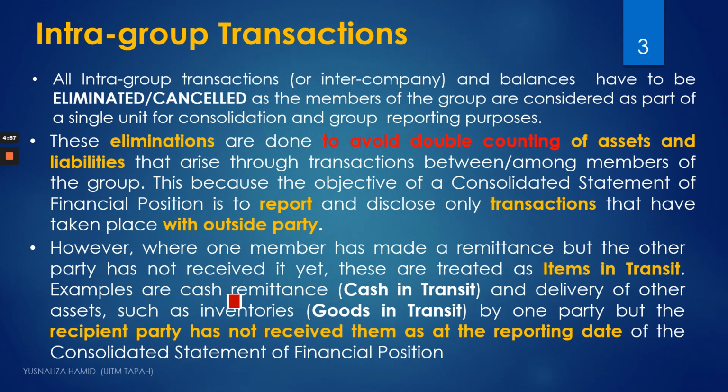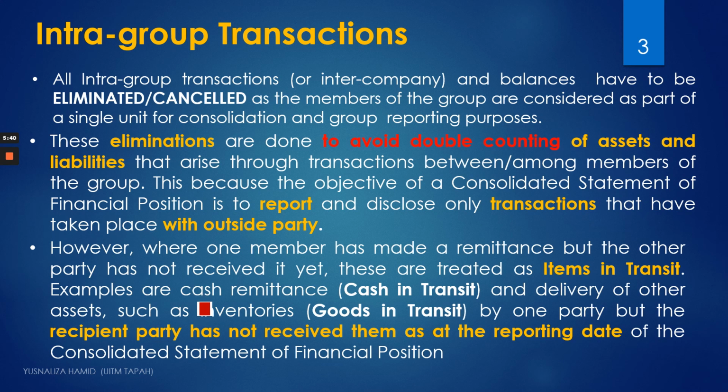Examples are items like cash that was remitted by one party, or items like inventories that were remitted by one party, but the recipient party, let's say the subsidiary, has not received them as at the reporting date, which is the date the consolidated financial statement is being prepared. The party that delivered the inventories or the cash payment is the parent. So this is considered as items in transit. For the goods, this is considered as goods in transit.